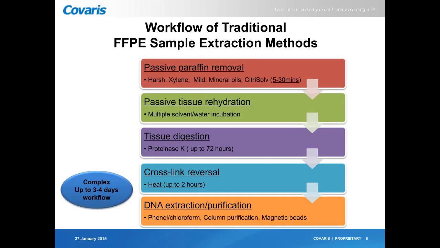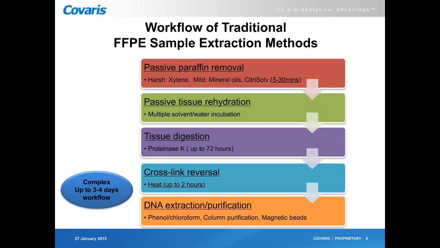So what is the traditional workflow for nucleic acid extraction from FFPE samples? First, you need to start with paraffin removal. It's passive. You often use some harsh organic solvent, like xylene, or something a little milder, like mineral oils or Cyclosolve. It can take from 5 minutes to half an hour. Then you have to rehydrate the tissue. It's also passive, with multiple solvent and water incubations.